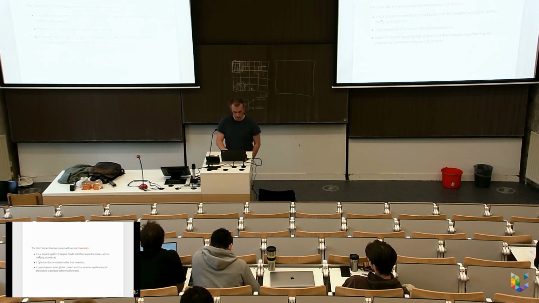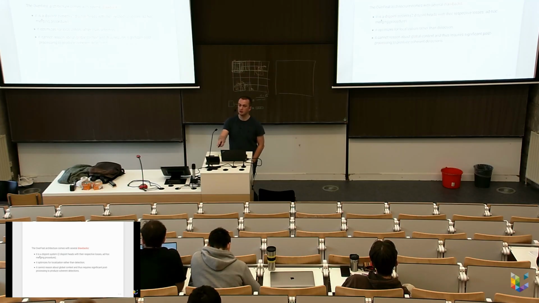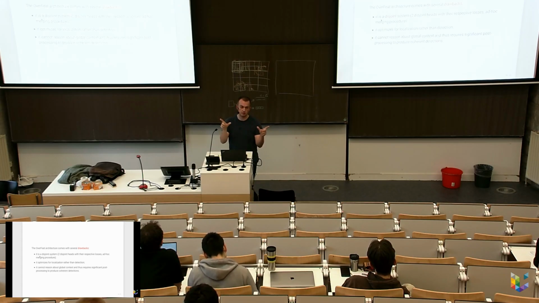Okay, so that works, but this architecture comes with several drawbacks. It's a disjoint system, so it has two heads with their respective losses. That's something you will see we won't really solve. However, it optimizes for localization rather than detection, so it assumes that there is something already in the window, but it may be that there is nothing. And more importantly, one of the biggest drawbacks of this architecture is that it's processing these windows in isolation, and it does not know about the context around these windows.